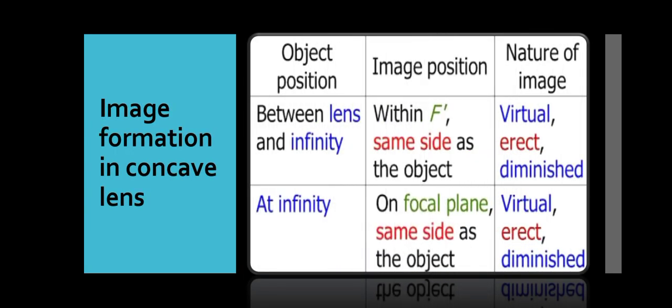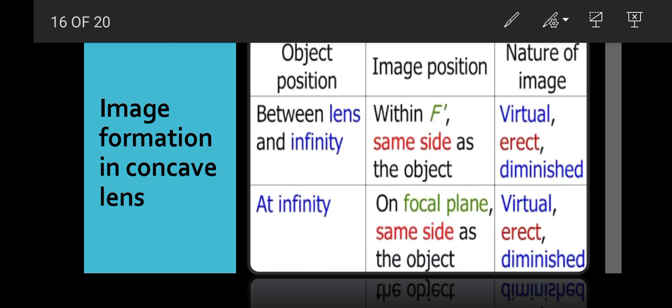Now image formation in concave lenses. Here is a summary. Whatever the object position is, whether it is at f, 2f, between f and 2f, or between f and c, all these points lie in the range between the lens and infinity.